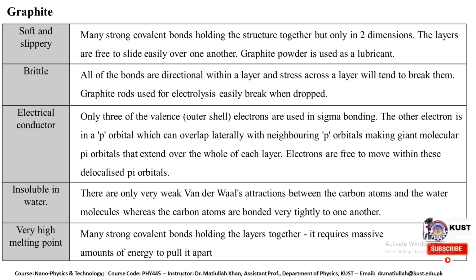All the bonds are directional within a layer, and stress across a layer will tend to break them. So graphite rods used for electrolysis easily break when dropped.